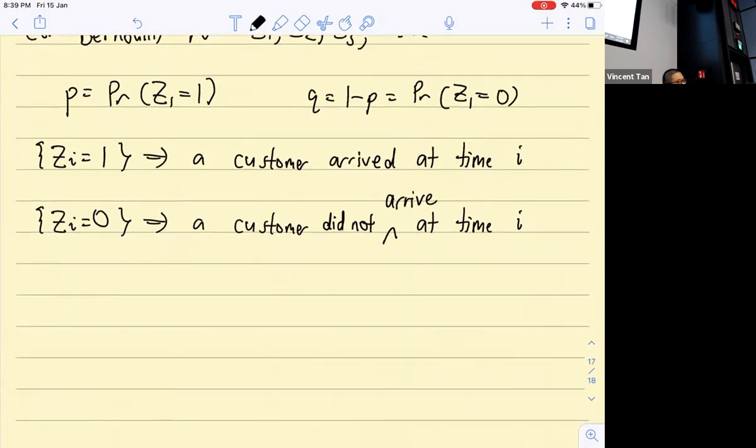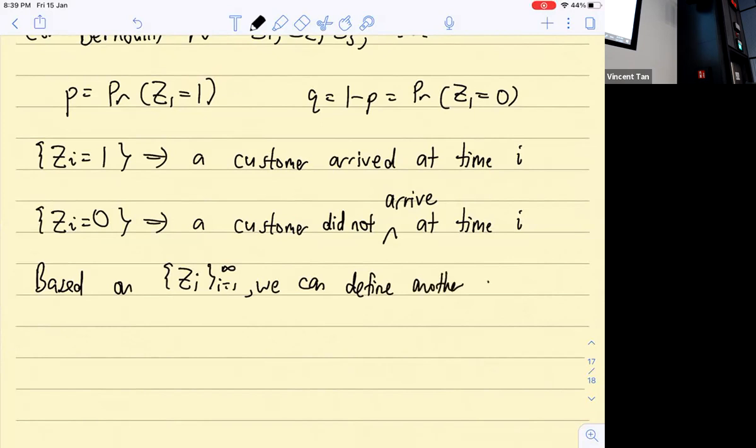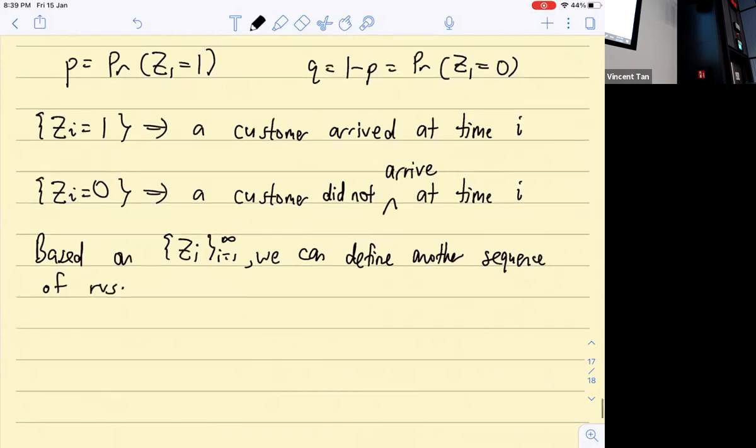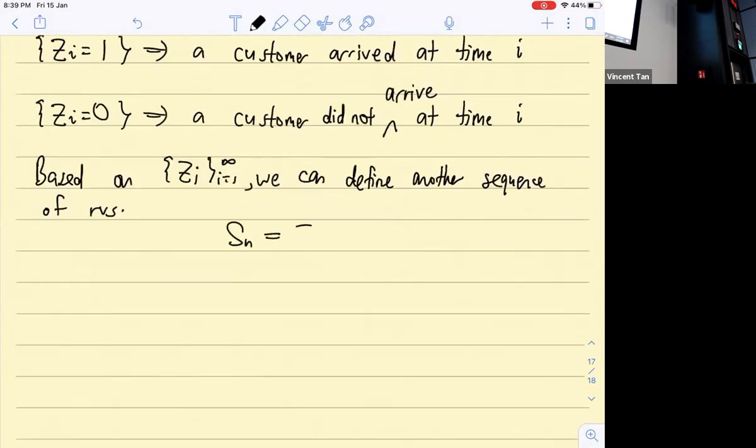Okay, so this is a sequence of IID random variables. It's a 0, 1 random variable, but based on the sequence of random variables Zi, we can define another sequence or family of random variables. We can define this sequence as Sn, which is the cumulative running sum up to n. Nothing is stopping us from doing this.